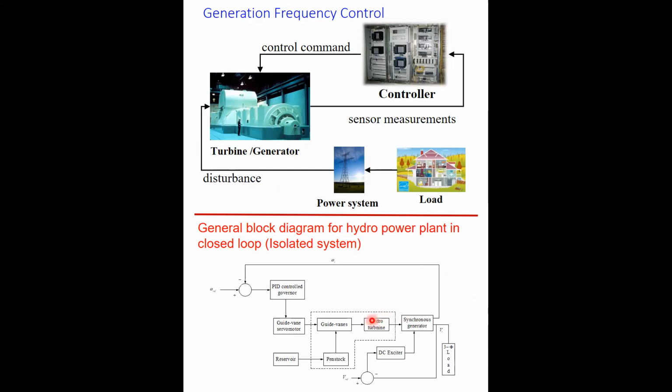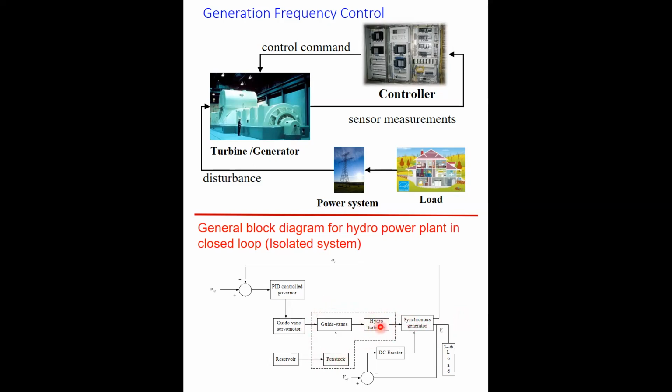So you have the turbine, you have the generator, and then you have, let's say, some exciter. As shown here, it is a DC exciter and the generator is connected to a load, but we have not shown the generator being connected to a network, but it could be a local load as well. So this forms the hydropower plant.